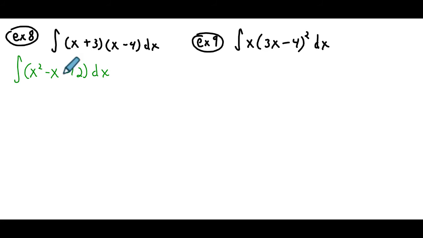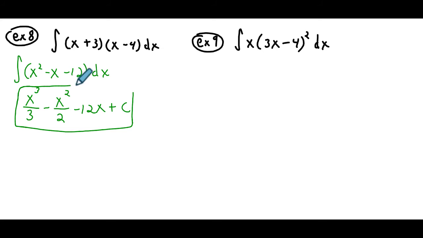And so I'm going to integrate x squared minus x minus 12. So I increase my power by 1, dividing by the 3. Increase my power by 1, divide by 2. Increase my power by 1, add my plus c. Do not forget your c. And that is my antiderivative.